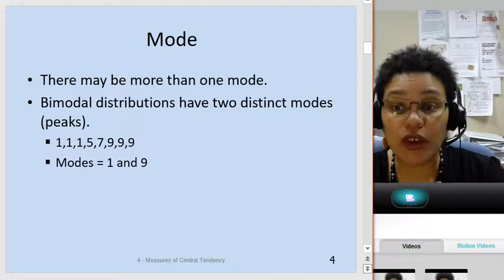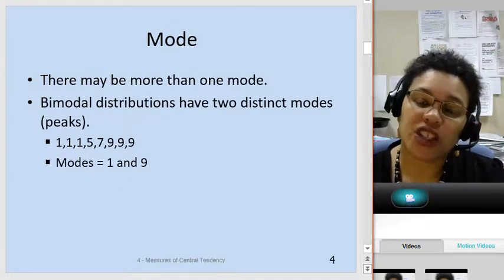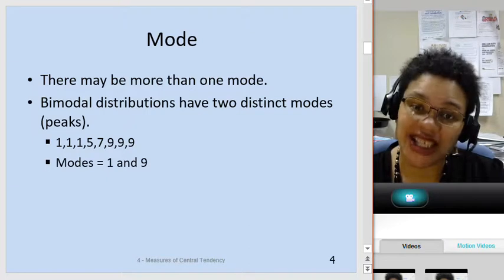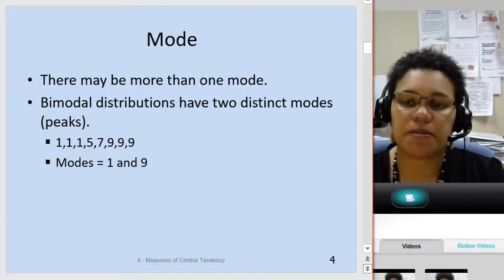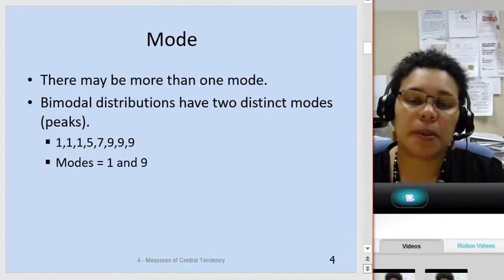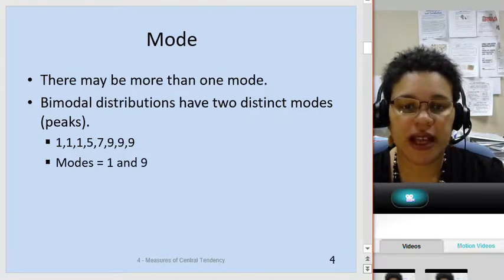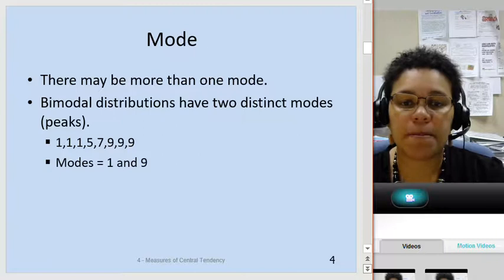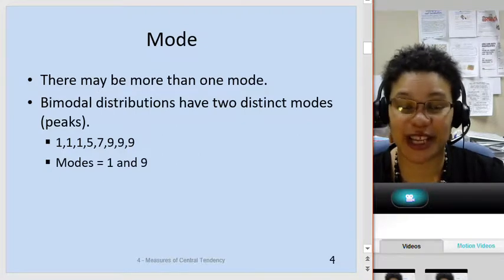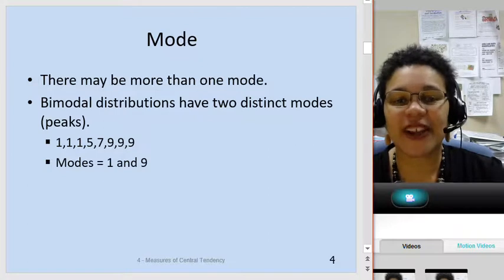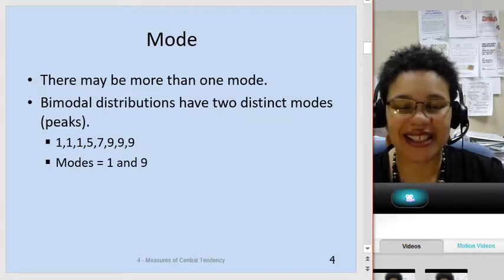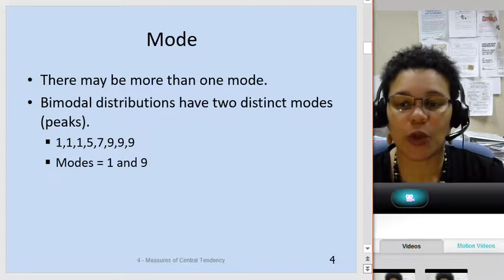There may be more than one mode, particularly when there are two modes that are not adjacent. If you graph them, it would look like two peaks, and we're going to look at something like that later on. In this example, there are three ones and three nines. So there are two modes, a 1 and a 9. The modes are 1 and 9.